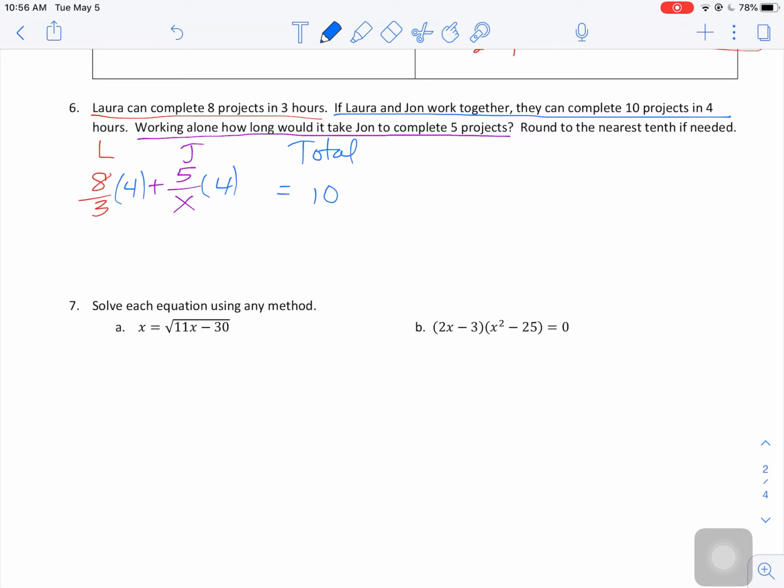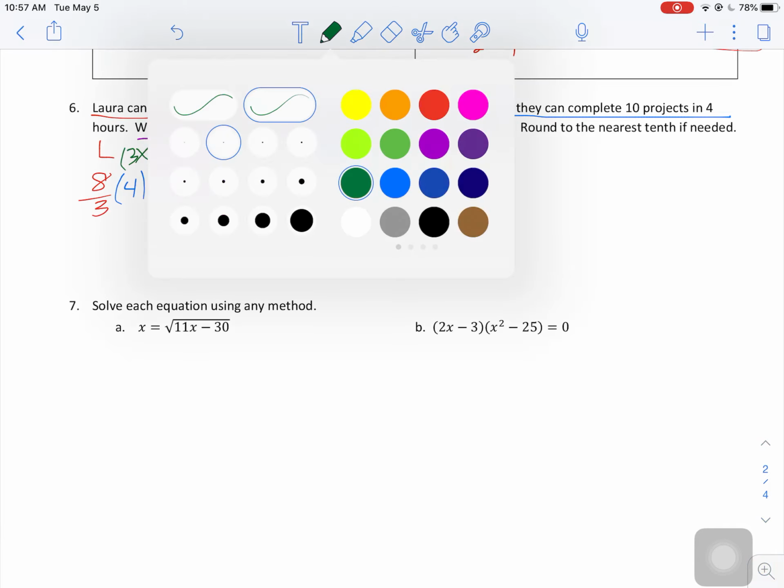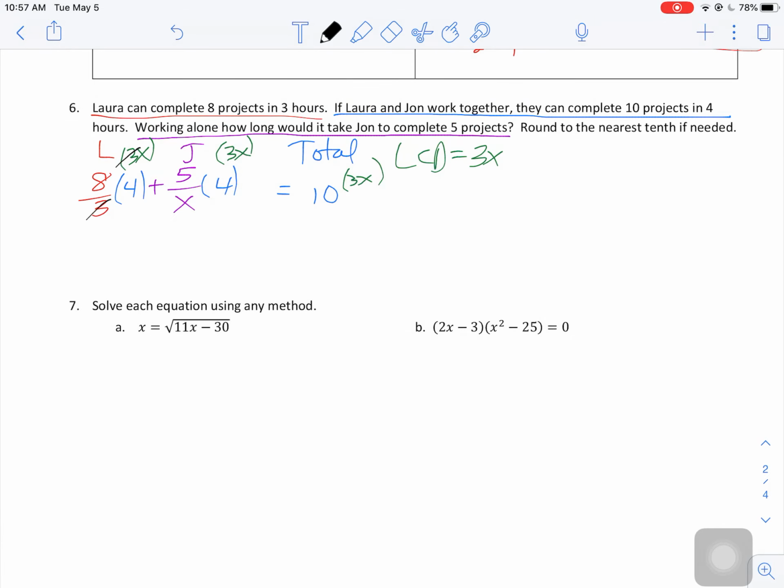Now, as far as the solving goes, our least common denominator is 3x, because those are the values in the denominator. So we want to multiply all of the terms by 3x in order to get rid of all the fractions. So 3 and 3 cancel out in that first fraction, and we're left with 8 times 4 times x. In the second fraction, x and x cancel out, so we're left with 5 times 4 times 3. And then in the back, 10 times 3x is 30x. Now that all the fractions are gone, we just solve like normal.